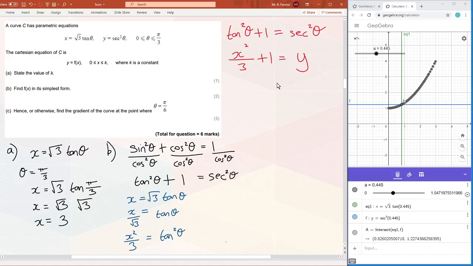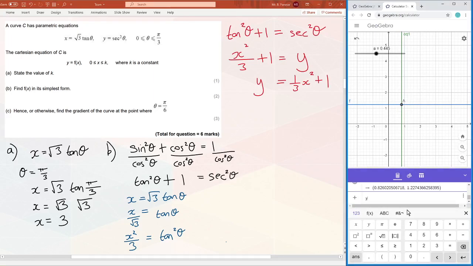Okay, and what I can do now is if I really, really wanted to, I can just leave it in that form. This is pretty cool. And you can see very conveniently that this is actually a quadratic, which is what the graph initially looked like. Okay, so a third x squared plus 1. And if I was to type that into my GeoGebra, y equals a third x squared plus 1, hopefully you'll get a graph that matches what I've been drawing here.